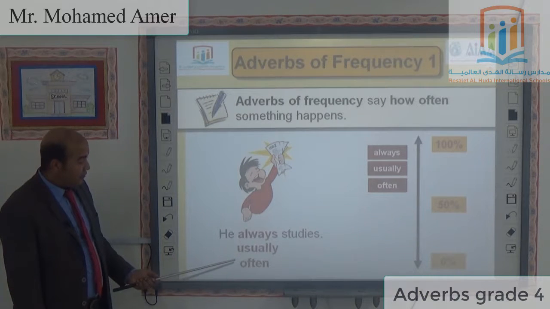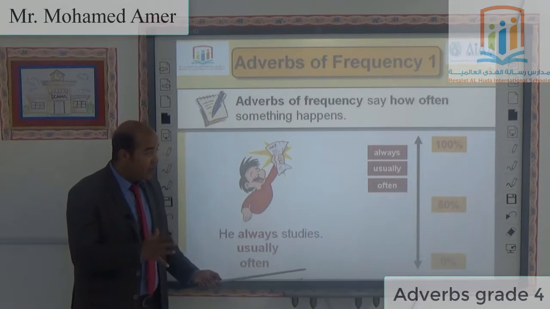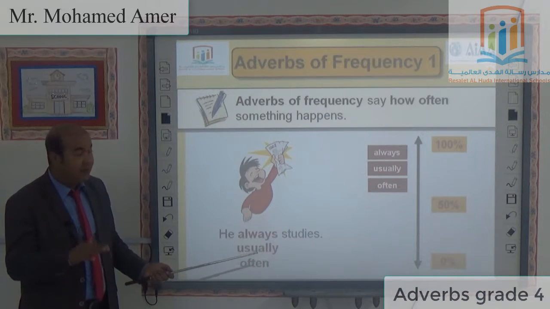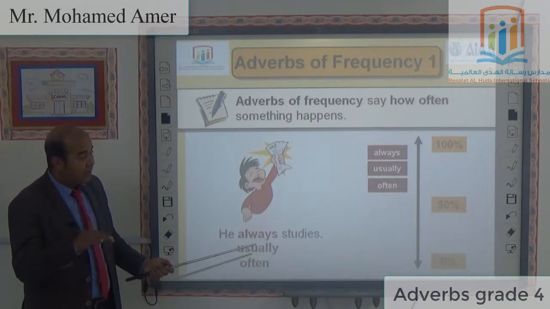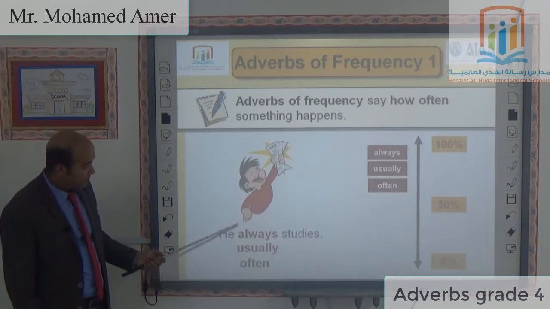The third adverb of frequency is often. Often means more, but not as always or as usually. Less than always and usually, but more than 50%. Between 50% and 100%.